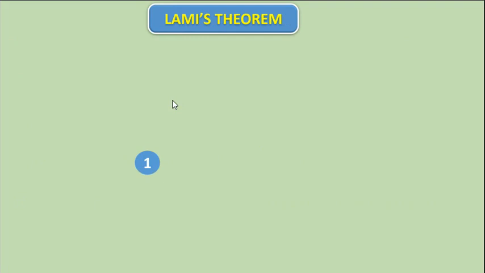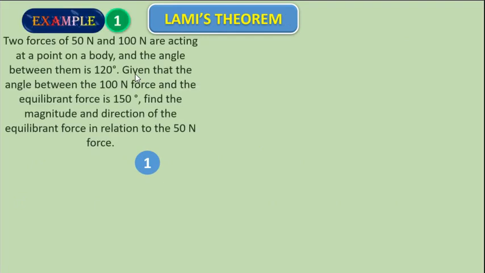Now, example 1, the only example we solve. Two forces of 50 newtons and 100 newtons are acting at a point on a body, and the angle between them is 120 degrees. Given that the angle between the 100 newton force and the equilibrant force is 150 degrees, find the magnitude and direction of the equilibrant force in relation to the 50 newton force.